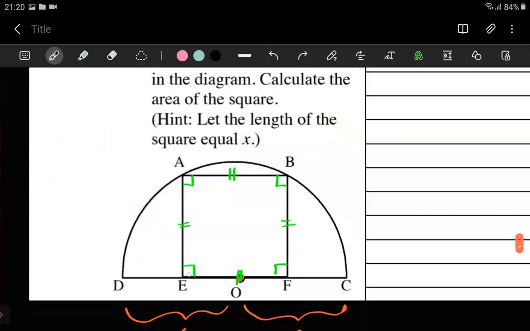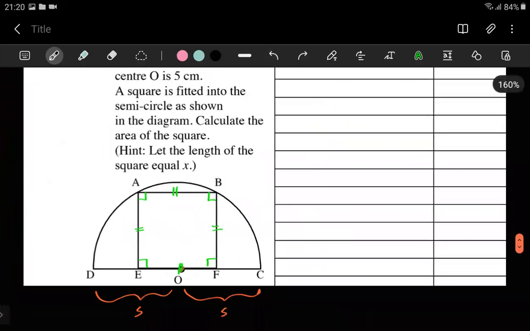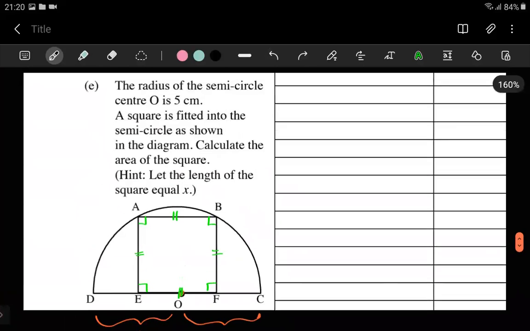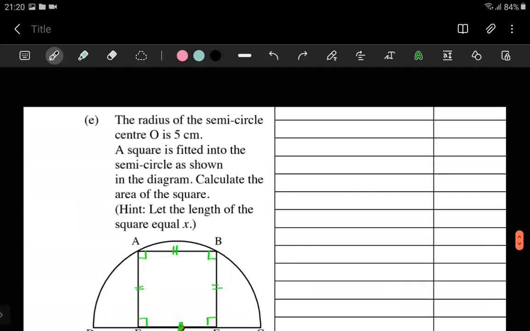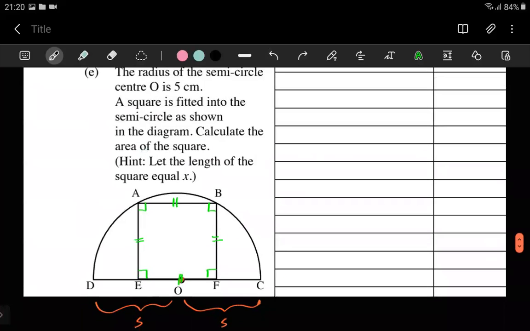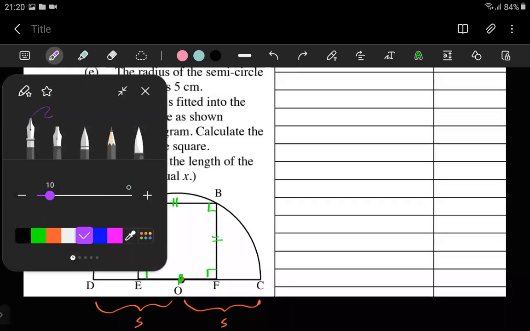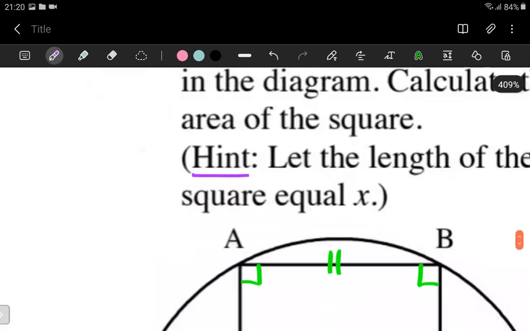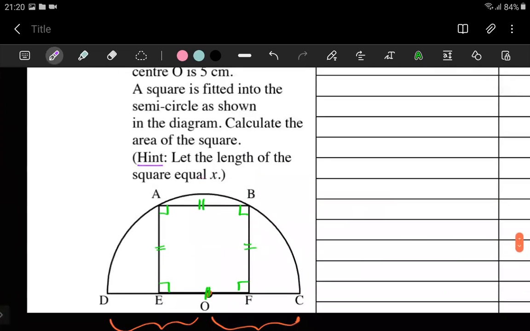In as much as we may not put the lines now, as long as in your head the idea is there, you have one foot in the door, because having one foot in the door is good enough. So it then says here, a square is fitted into the semicircle, blah, blah, blah. Calculate the area. But them asking you to calculate the area is a nice hint. Hints are not hints just because they want to write stuff. If you find a question and you don't use a hint and you try to do something on your own, it's probably usually wrong.